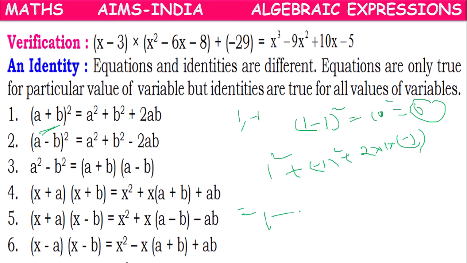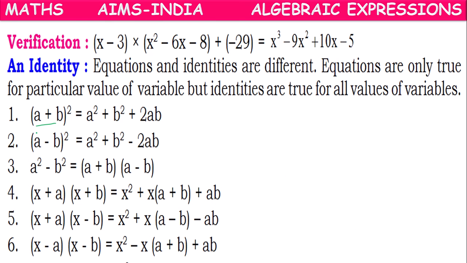So 1 square is 1, minus 1 whole square also will become 1 because of the even exponent, plus minus into plus minus 2 into 1 into 1, 2. 1 plus 1, 2 minus 2, which is equal to 0. So for negative integers also it is correct.